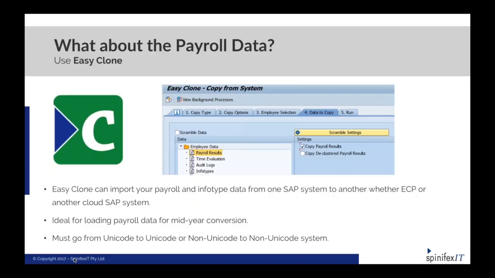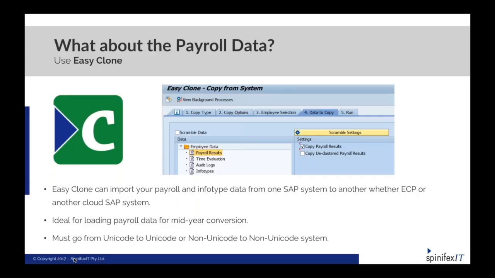You might be thinking, okay, so we've got all the master data through, but what do we do about the payroll data? So we've also got a tool for that, and that's EasyClone. Generally speaking, EasyClone's well known for its ability to push data from a production system down to a test or a development system, possibly a training system. If you've got an RFC between two systems, you can send data between them. But you can also bring over payroll results and whatever infotype. So this can be used to migrate some data from your on-premise system to an SAP system, for example.